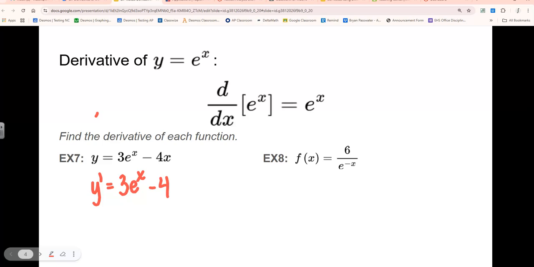8 is just slightly more difficult, because I have a fraction right now. I've got a negative exponent. What could I do with this? Move it up to the top. So this is 6e to the positive x. And so if I find f prime of x, it is just 6e to the x. It doesn't change.